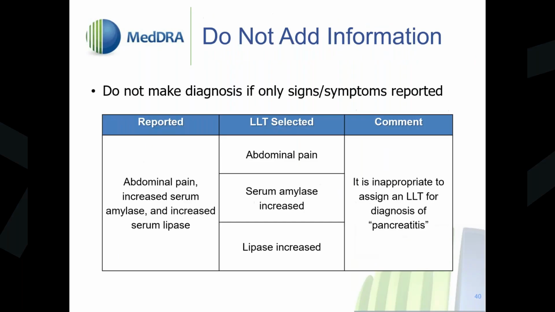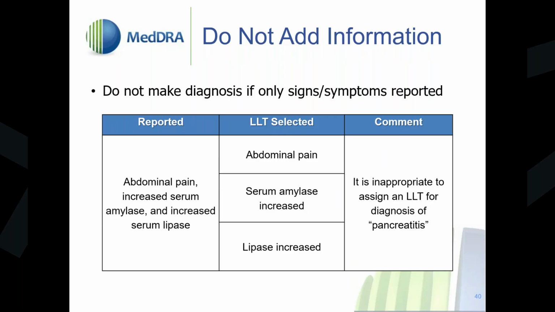Now, we said don't add information, even if you're almost 100% sure you know what they meant to say. If your source reports a summary that says the patient had abdominal pain with increased serum amylase and increased serum lipase, and your medical reviewer sees this and they go, oh, I bet you that the patient had pancreatitis. Let's just code this to pancreatitis. You can't add information. You can't make inferences or assumptions. So in these kind of situations, you only code what you received.